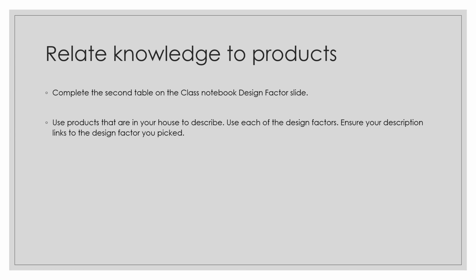Now for each product, I would like you to describe it using a design factor. I would like you to pick more than one product during this task. So I have put an example on the class notebook where I have not put the design factor in, but I've named the product a TV remote and I've put a description there so that you can see how I have described it to then get to a design factor. So pause this video, go and try and do it for the 5 different design factors.